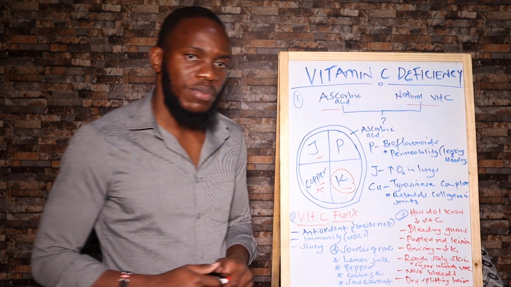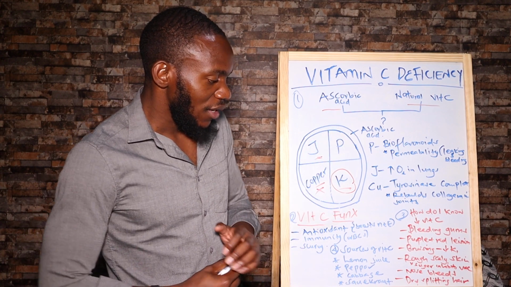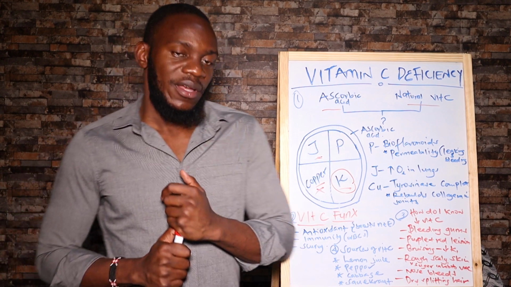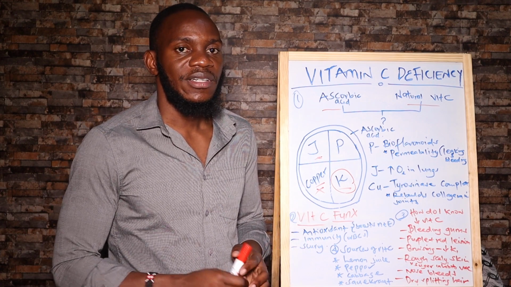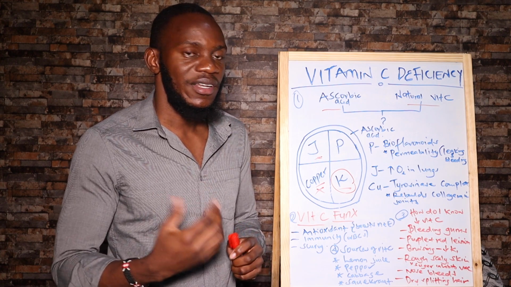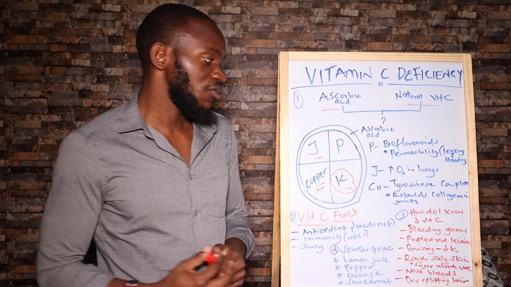Okay, and then nosebleeds again as a result of P. And then the last one is dry and splitting hair. So there are people who have hairs that break all the time and they are very hard and brittle. That is the deficiency of vitamin C. So those are the deficiencies and symptoms of vitamin C.